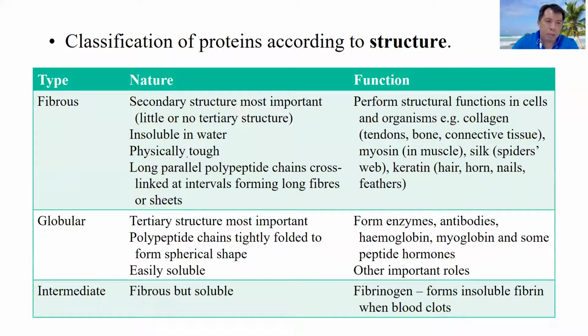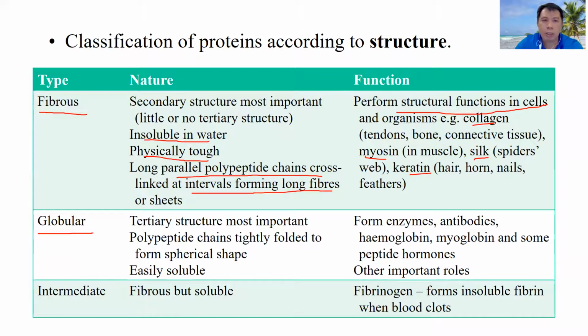So, the classification of proteins according to structure. Normally we classify them into two main groups: fibrous proteins and globular proteins. Fibrous proteins perform structural functions in cells, such as collagen, silk, keratin, and myosin. These proteins are insoluble in water and physically tough. Long parallel polypeptide chains cross-link at intervals, forming long fibers.